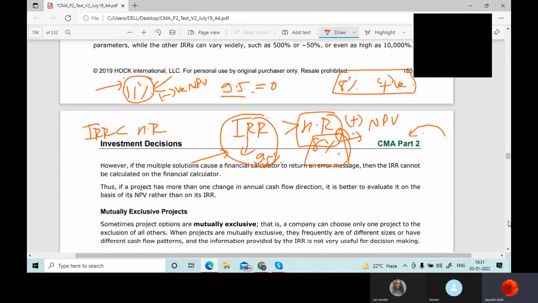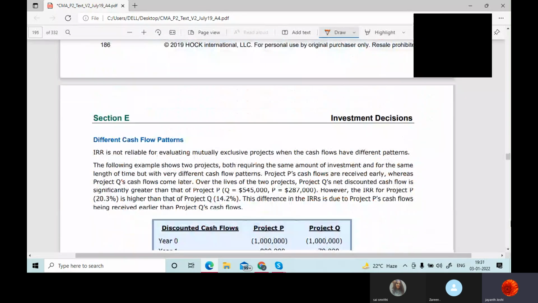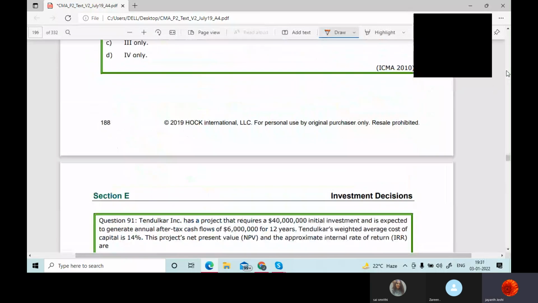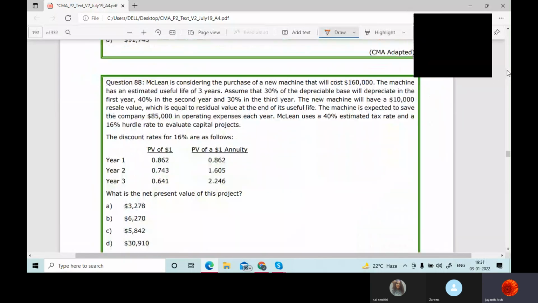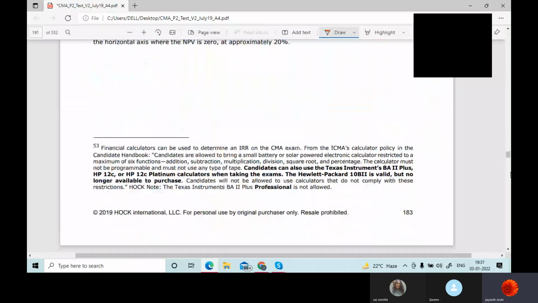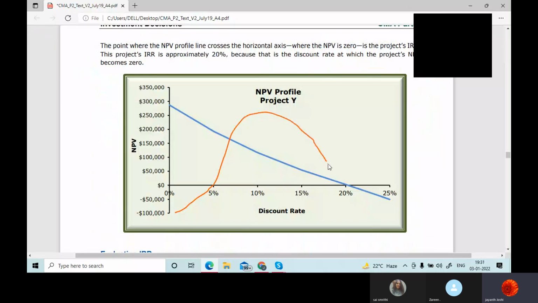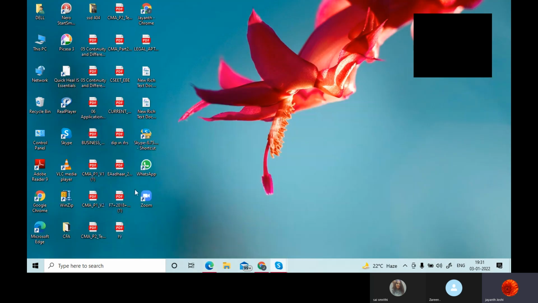How? See, I will draw a graph. Instead of drawing a graph, I'll show you a profile here. See, this is the NPV profile. Suppose I'm drawing a graph in this way. What do you mean by non-conventional cash flows? You will be getting positive figures. Okay, I'll show you a graph. 2 minutes.